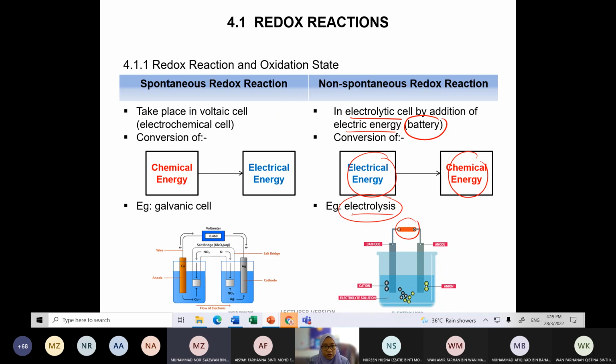So this is just to introduce to you the types of redox reaction. We have spontaneous and non-spontaneous. Spontaneous, they change the chemical energy into electrical, tapi electrolytic dia terbalik. It requires the energy to change into chemical energy.